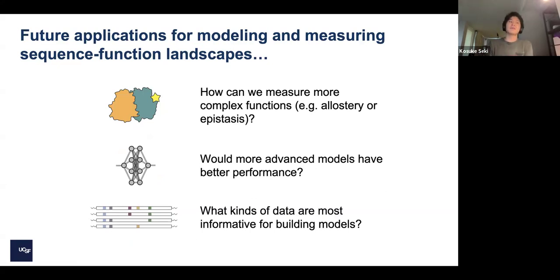So we have data on combinatorial variants where you have 30 plus mutations, but maybe it would be interesting to get single mutations or double mutations. And those are areas that we're actively exploring.